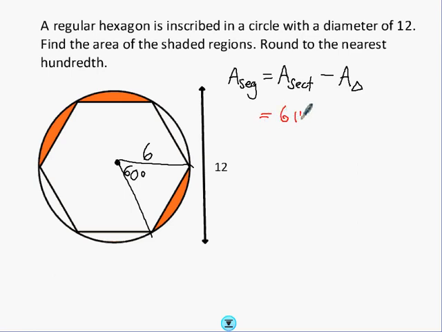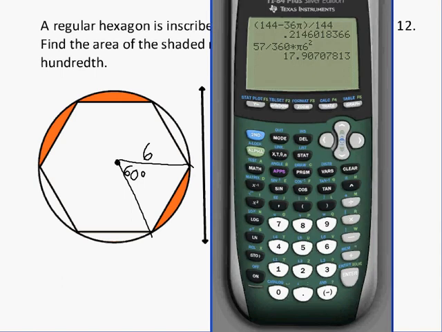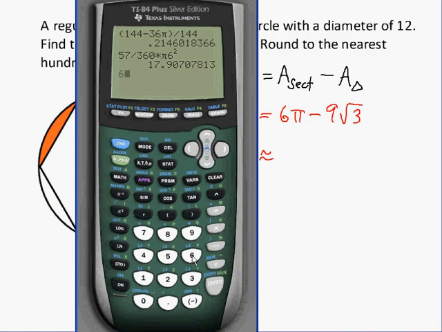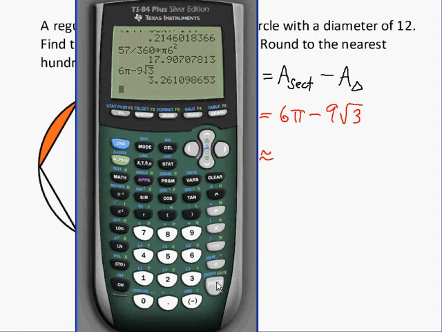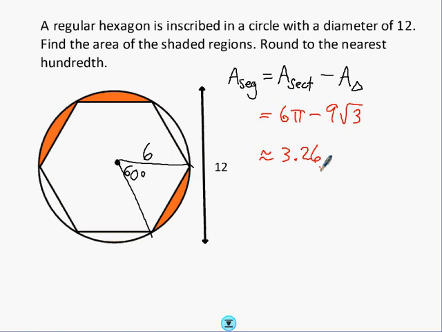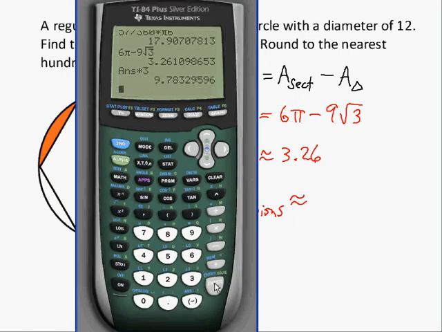The area of the segment is 6 pi minus 9 square root 3. We can plug this in our calculator and get a nice approximation. 6 times pi minus 9 square root 3 is about 3.26. Now, that's the area of this one segment right here. They asked to find the area of all 3 of the segments, so I need to multiply that number by 3 to find the area of the shaded regions. Times 3 is 9.78.